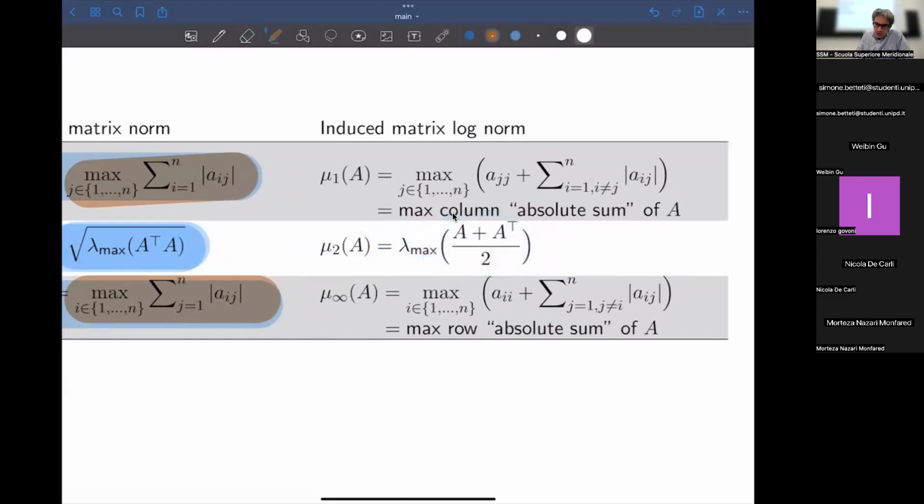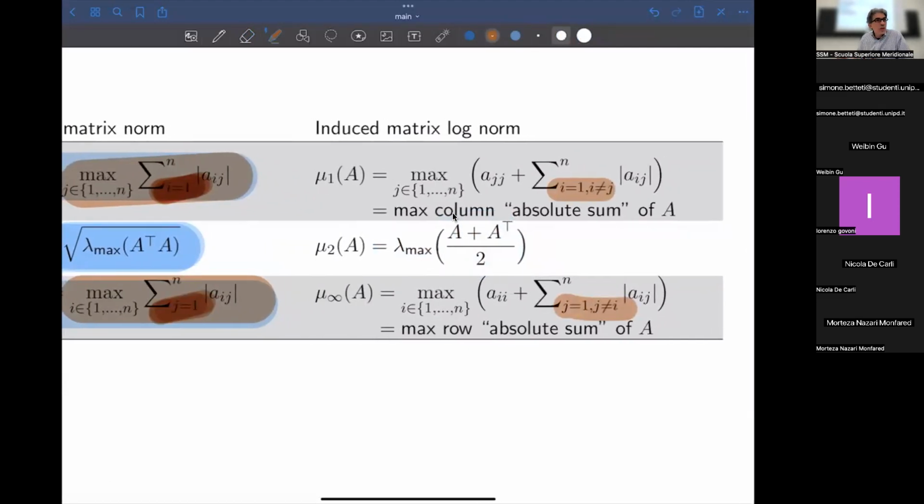You're still summing under I here, just like it was there, and it was J and it's J here. So it's the same column for the 1 norm and rows for the infinity norm. But here, you take the absolute value only of the off-diagonal entries. You do not take absolute value of the entries on the diagonal. The entries of the diagonal are outside the sum.